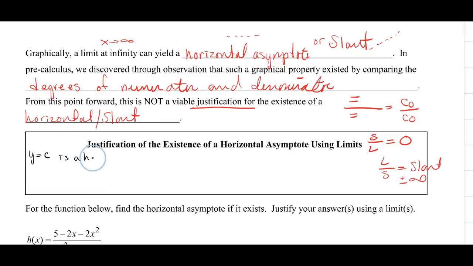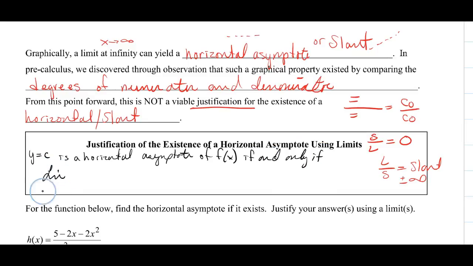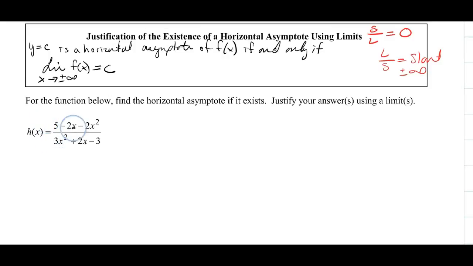is a horizontal asymptote of the function if and only if, and this is the only way you can justify it, the limit as x approaches, it could be positive infinity or it could be negative infinity, of the function equals some constant value. And then you have to show dividing each of the terms by the highest power of the denominator. That's the only way you get that justification step. Show the limit, and then take that limit using the division.